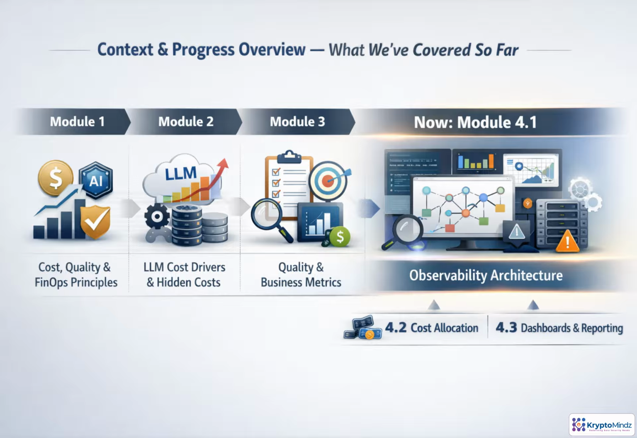So far, we've covered why agentic AI changes FinOps, what drives cost, and how to measure quality and value. This section connects those ideas to production telemetry. The observability architecture we build here becomes the foundation for accurate cost allocation and performance reporting teams can actually use.